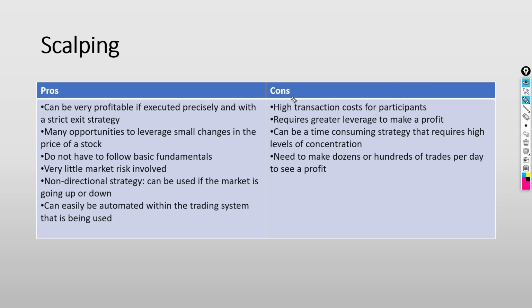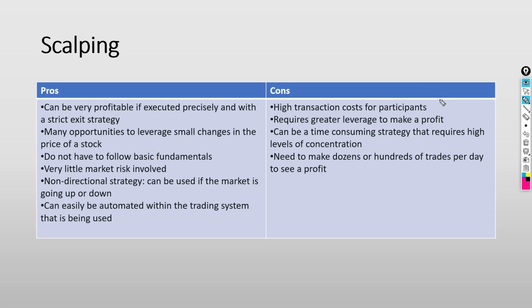So under the disadvantages, we have high transaction costs for participants. Of course, high transaction costs occur within what we call the bid-ask spread. The spread is what the broker gains, or the commissions that the brokers put on scalpers. They tend to go higher.